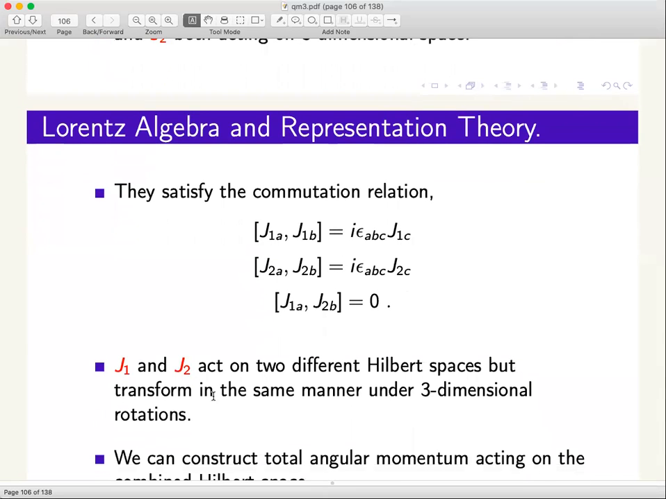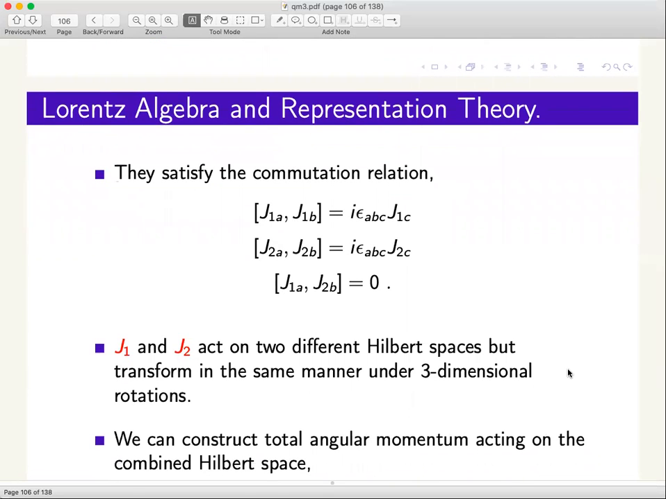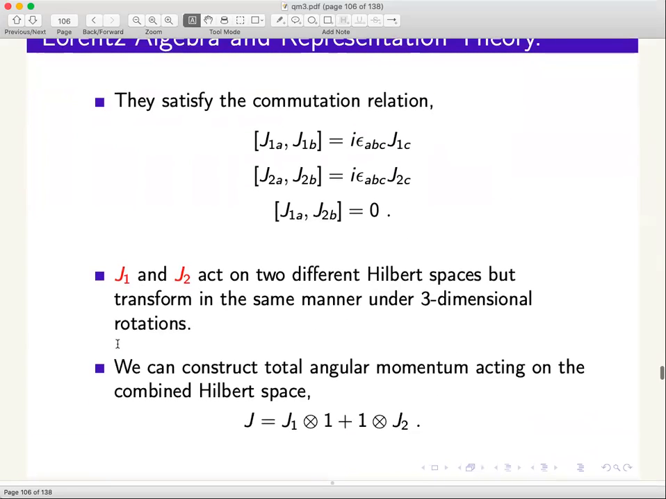Which just means that J1 and J2 are acting on two different Hilbert spaces, exactly the way orbital and spin angular momenta would act. But as I said, they would transform in the same manner under three-dimensional transformations. I shouldn't call it rotation, three-dimensional transformations in general, which could also allow discrete transformations.